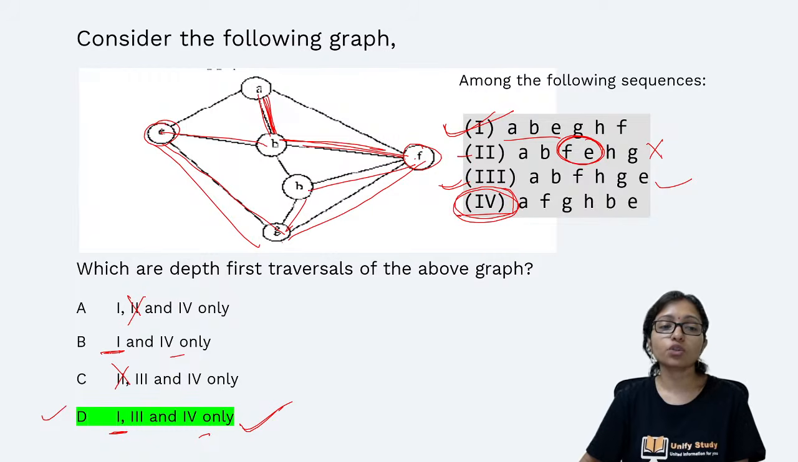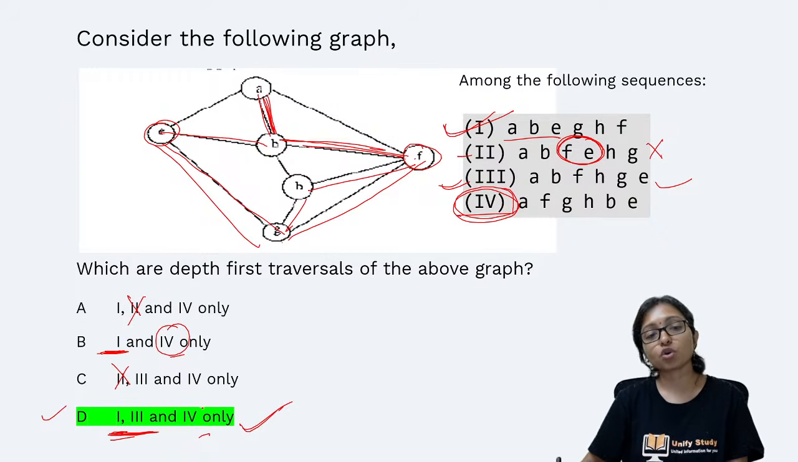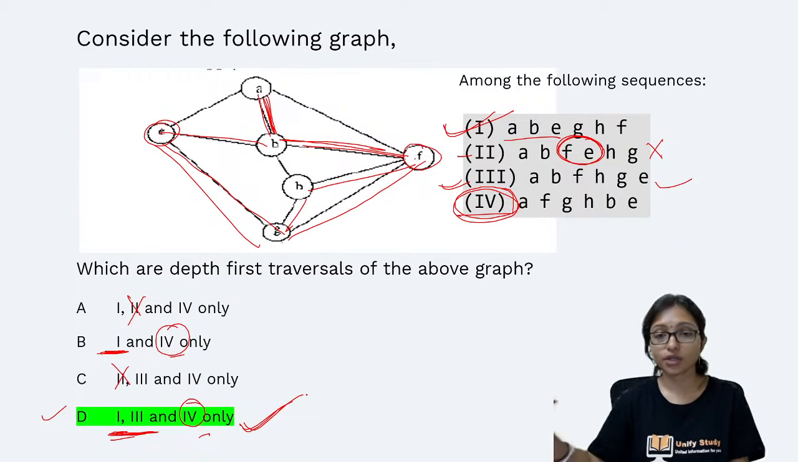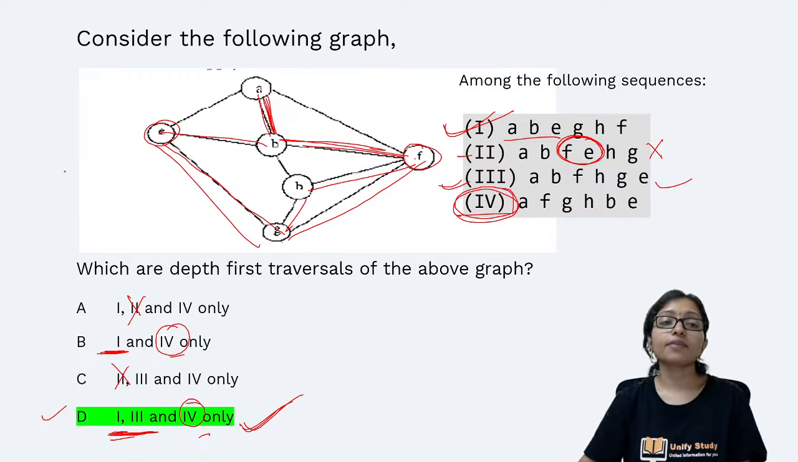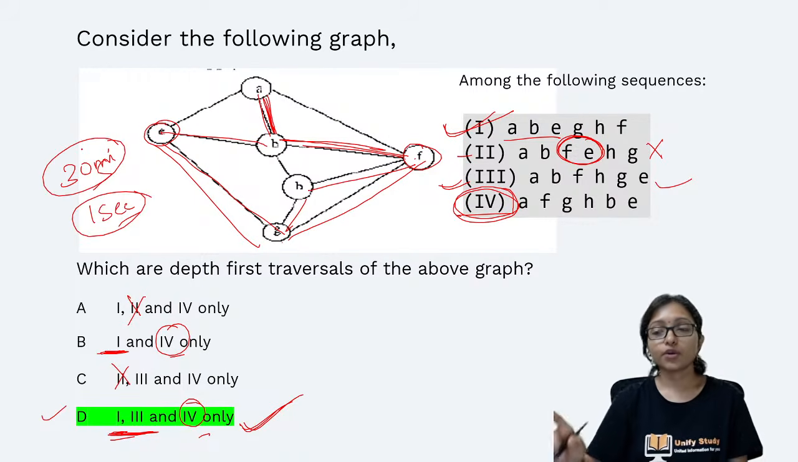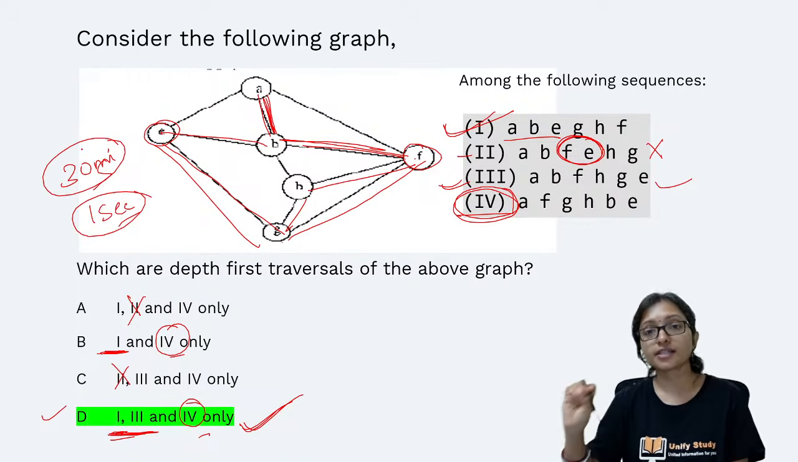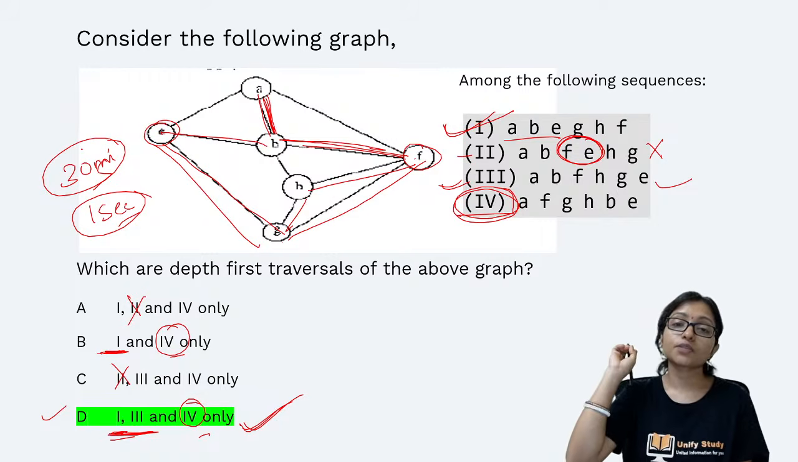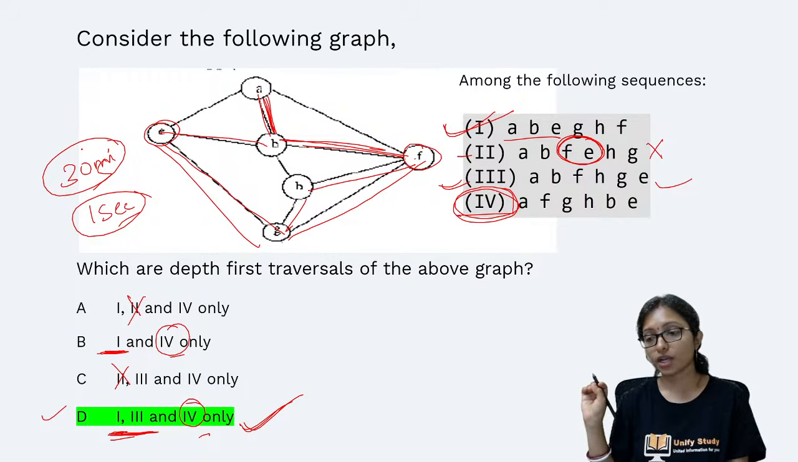I already know that option 1 is correct, option 4 is also correct, and option 3 is also correct. So option 4 is common in both. So definitely this is my answer. Don't waste your time. In the exam hall, every 1 second is important. That's why it is very important to save your time.